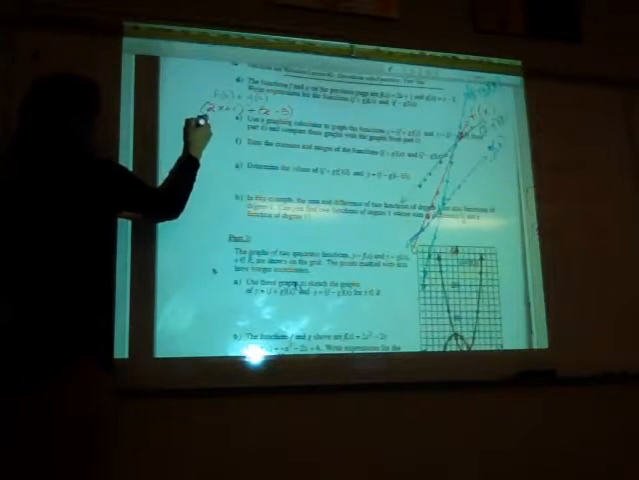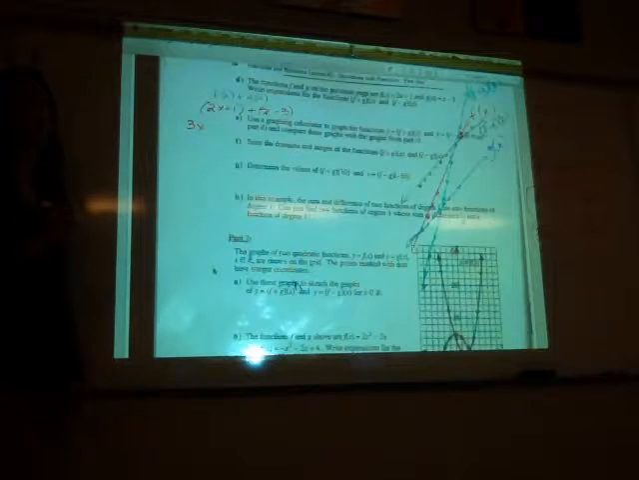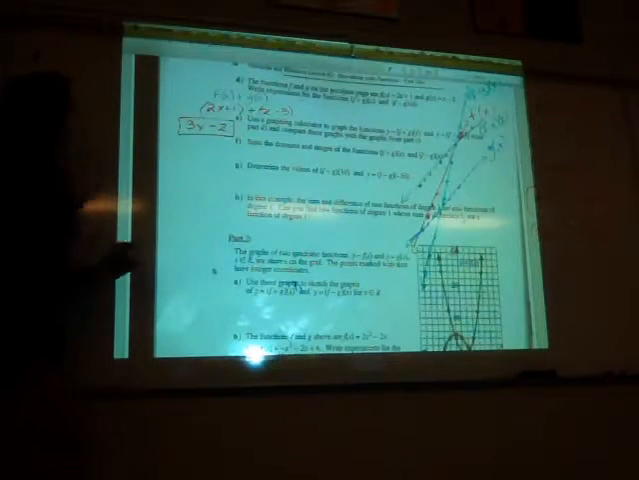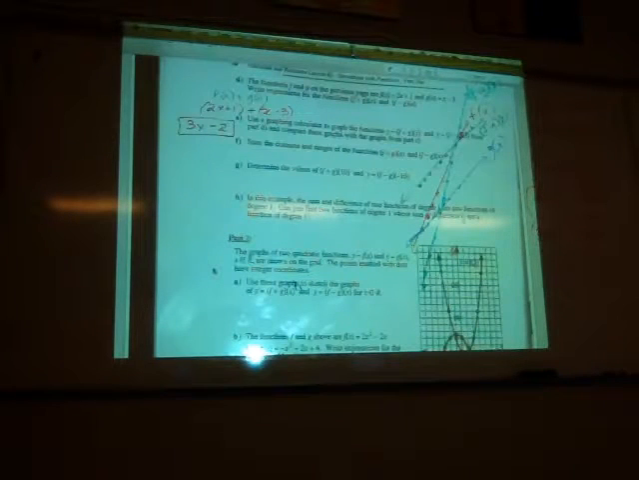When we clean that up, we get 2x plus x is 3x. And then 1 minus 3, negative 2. So f of x plus g of x is 3x minus 2.